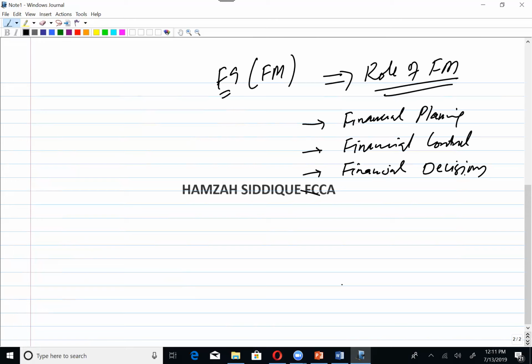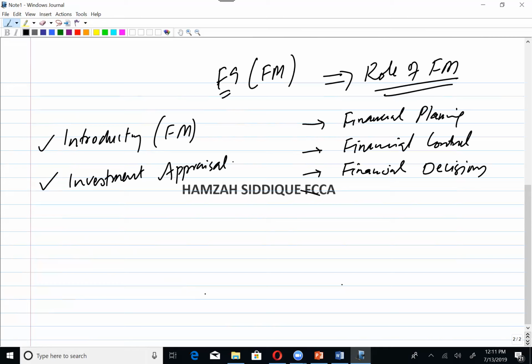So students, if we talk about your syllabus, the first chapter is the introductory chapter about finance, about FM, and then comes investment appraisal. Investment appraisal is a very important and lengthy area, and usually the scenario is from this area. MCQs are also tested, but scenarios are also most likely from this area.